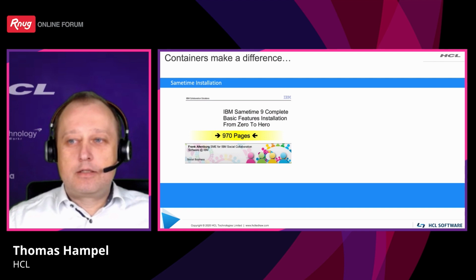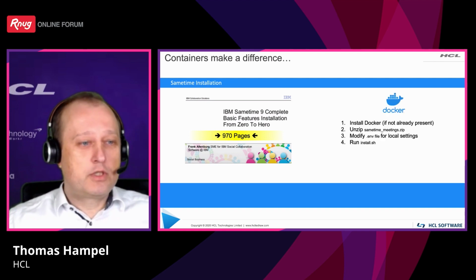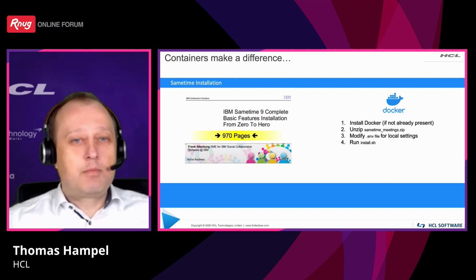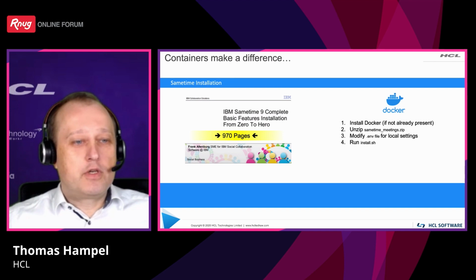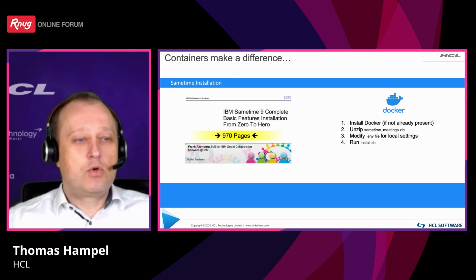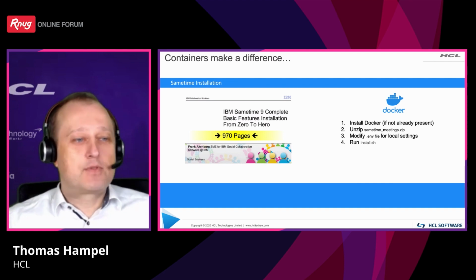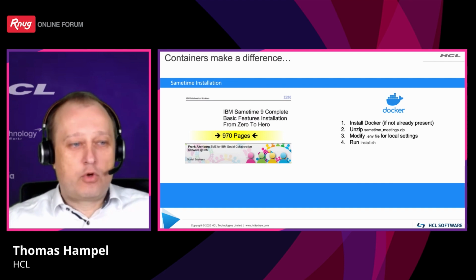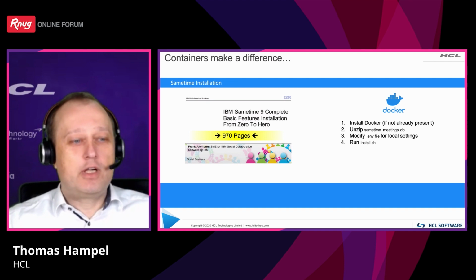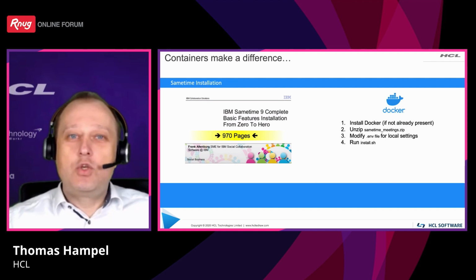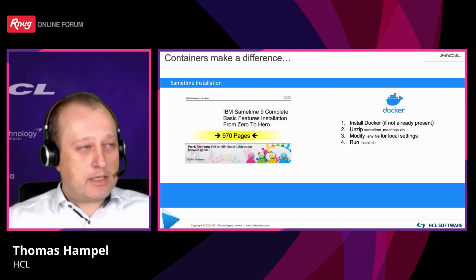Now, containers make a difference because in the Docker world, we've just released Sametime 11.5, and installing somewhat the same environment, meaning a Sametime meeting environment, literally just takes 4 steps. You install Docker, if not already present, unzip a zip file, provide some configuration values, run the install shell script, and you're done. It just takes a couple of minutes to complete.